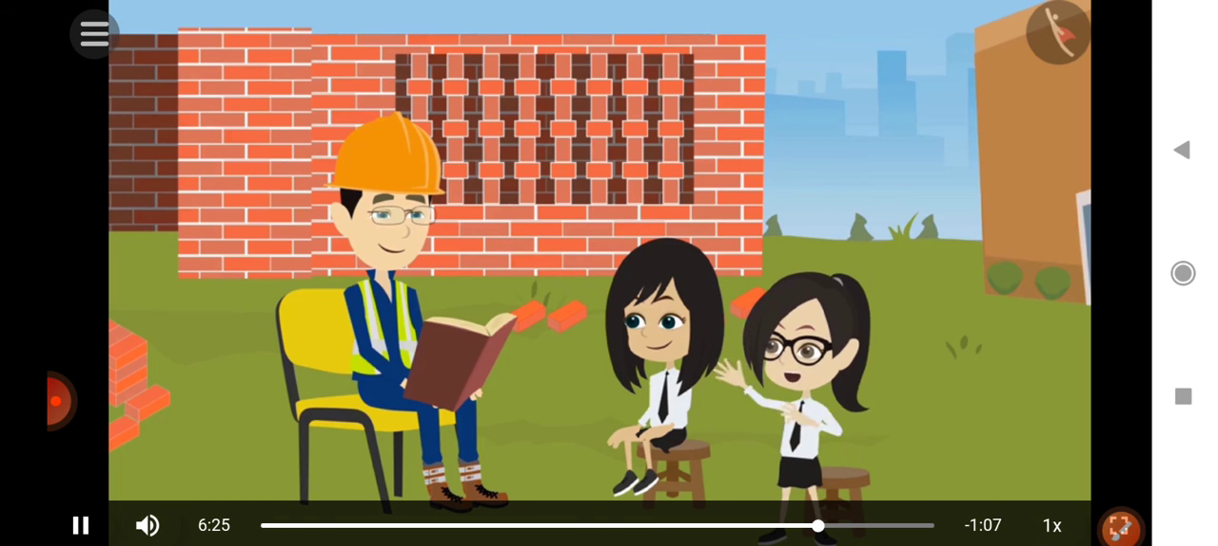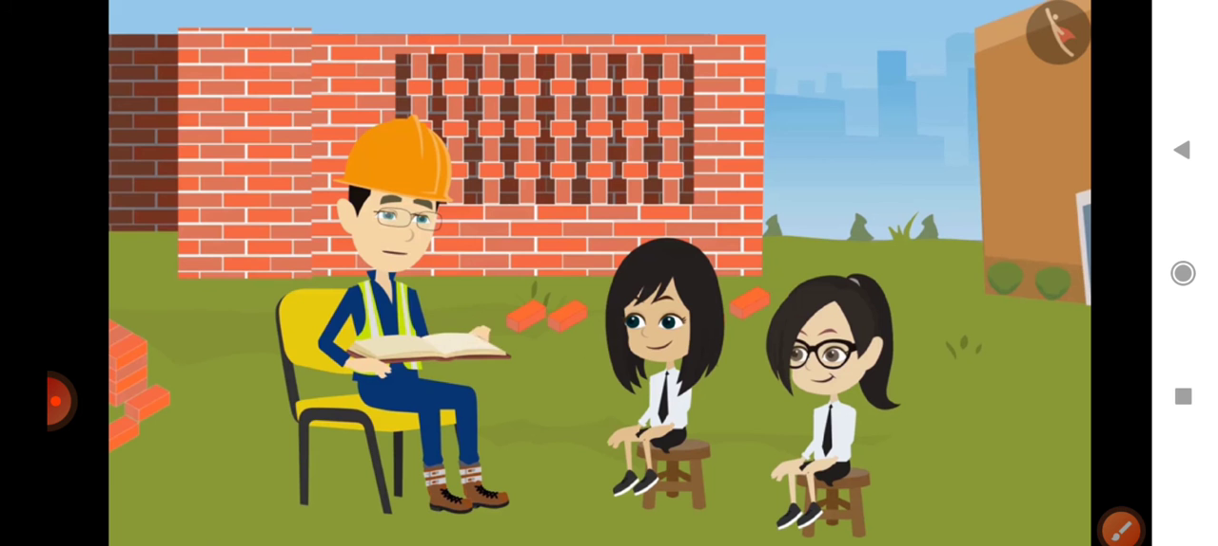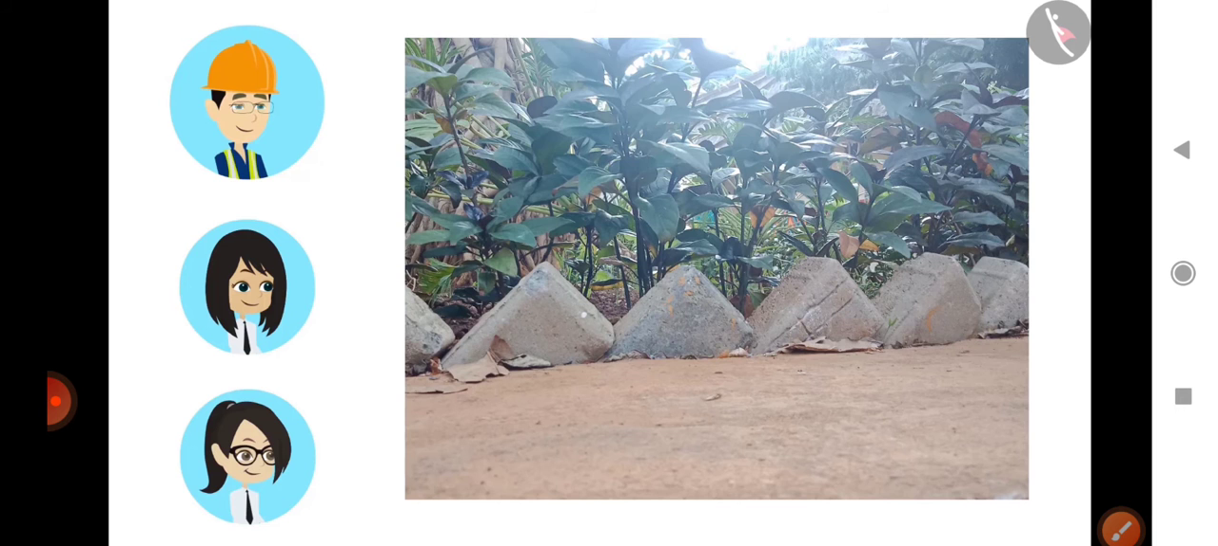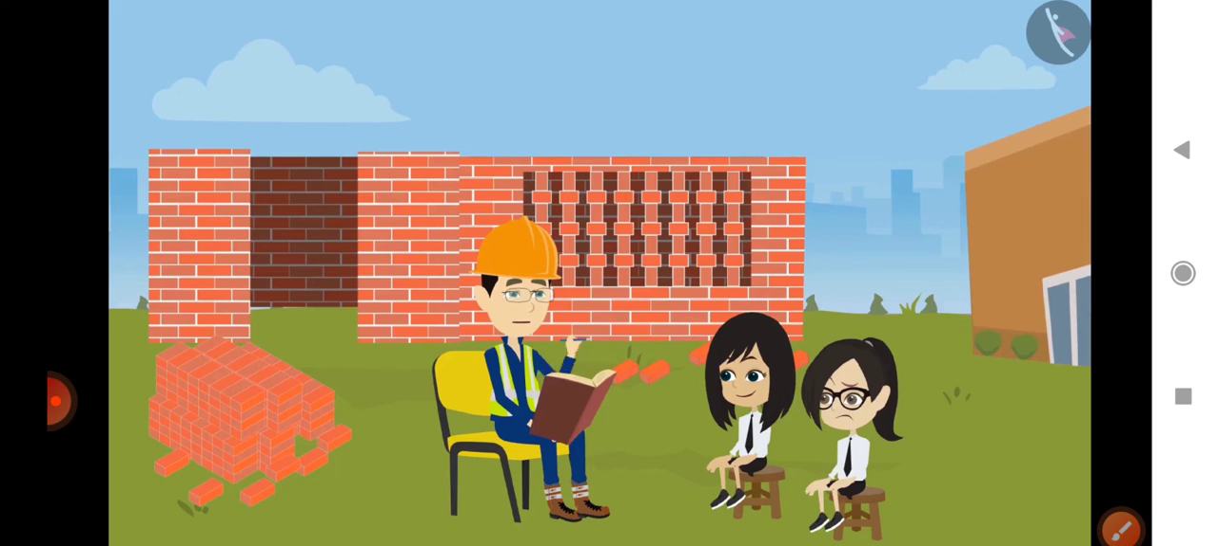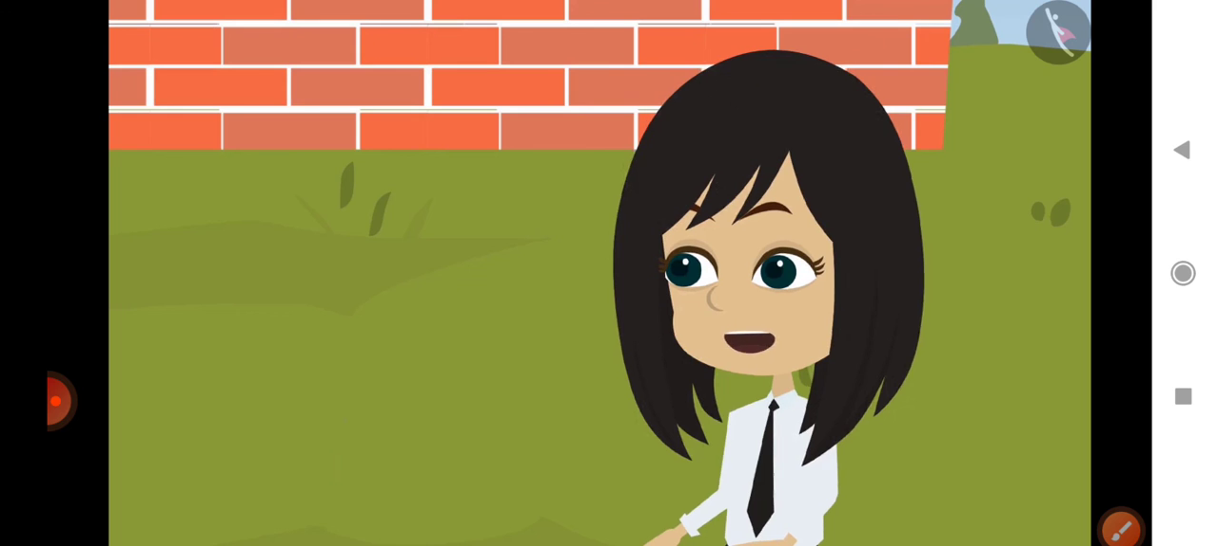And window and arch made of bricks. Are there any other places where brick patterns are used? Yes, let me show you another place where bricks are used. See this? We have seen this in the garden. Absolutely right. Thank you so much, sir, for showing us such nice patterns made of bricks.